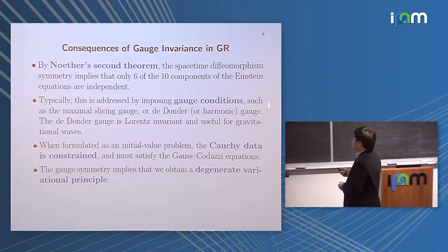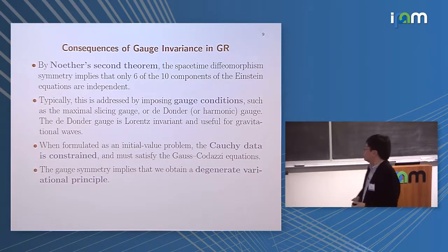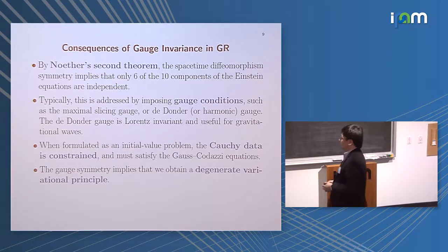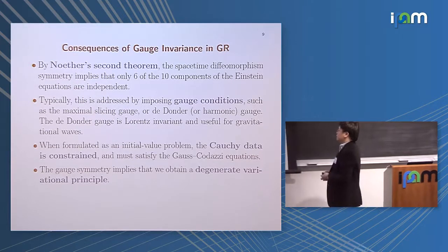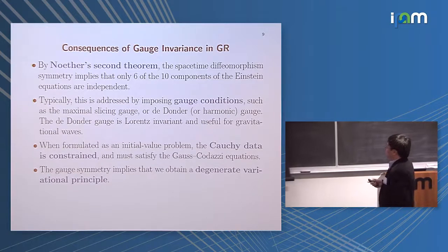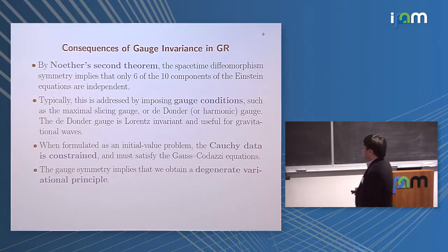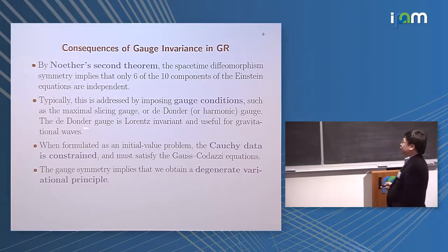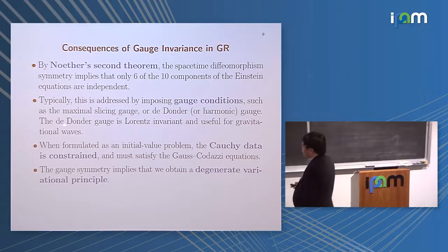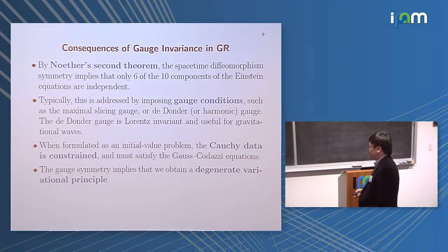And oftentimes you see this in numerical relativity codes, that you only need some subset of the equations to propagate the solutions forward, and the rest of them are used as a posteriori error estimators to drive the adaptive mesh refinement. Okay, so anyway, the way you typically address this is by using gauge conditions. You might choose the maximal slicing gauge or the de Donder harmonic gauge, and the de Donder gauge is Lorentz invariant and is oftentimes used for gravitational wave simulations.